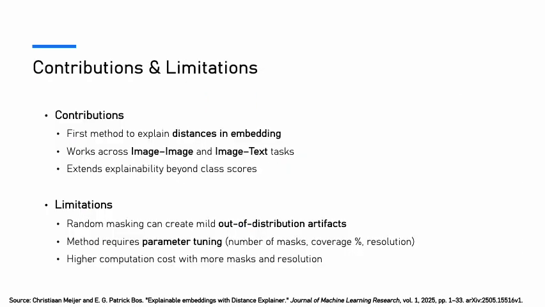Finally, the contributions and limitations of the Distance Explainer. Its contributions: it is the first method to explain distances in embedding space, and it works across modalities, extending explainability beyond simple class scores. On the limitation side, random masking can sometimes create unrealistic inputs. The method requires parameter tuning, and increasing the number of masks or resolution causes higher computational cost.